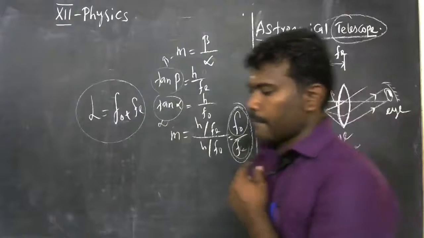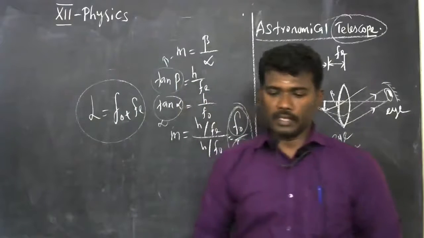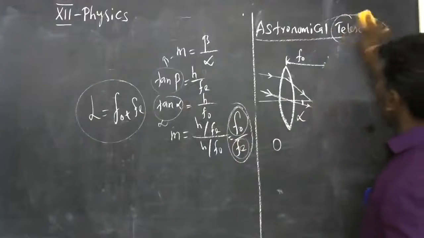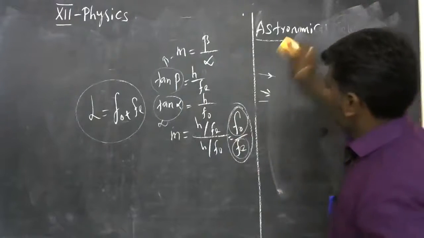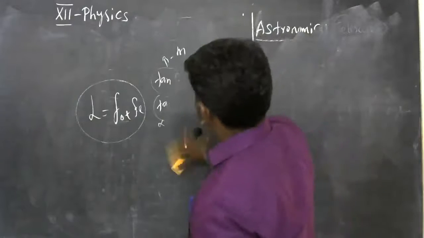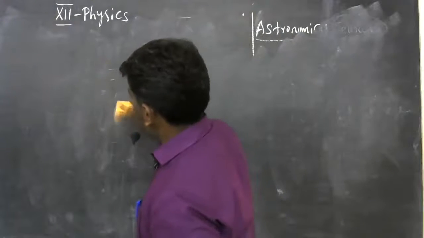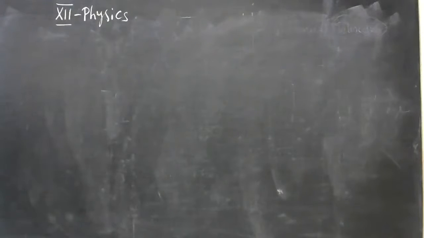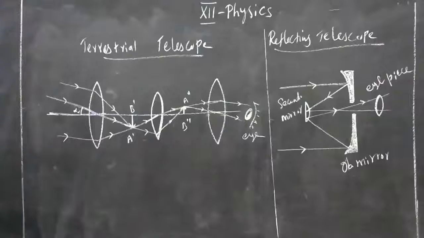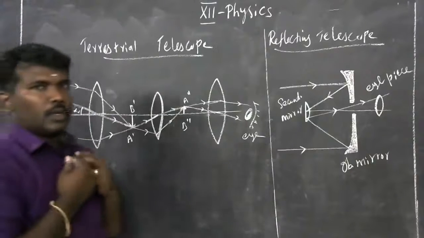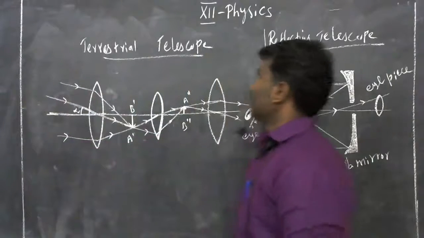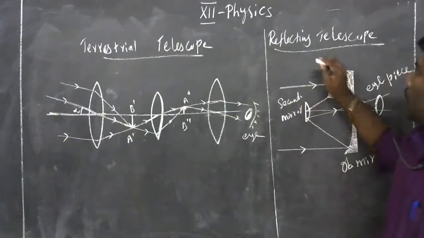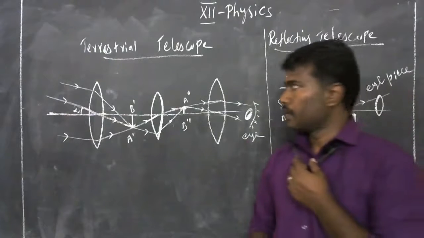Next we are going to see the terrestrial telescope. Next topic is terrestrial telescope. Students, next optical instrument, terrestrial telescope, and finally we have another optical instrument, the reflecting telescope.